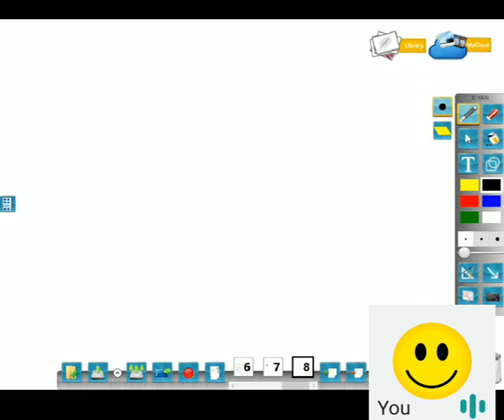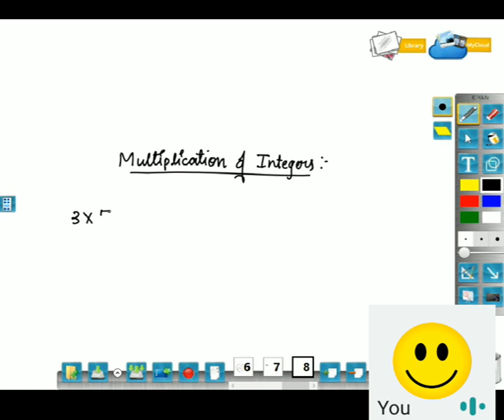Okay, most of you already know how to multiply integers. So now we'll discuss the same thing in the class. Multiplication of integers. Now already we know that when you multiply two positive integers, it's like normal multiplication, like 3 into 5.